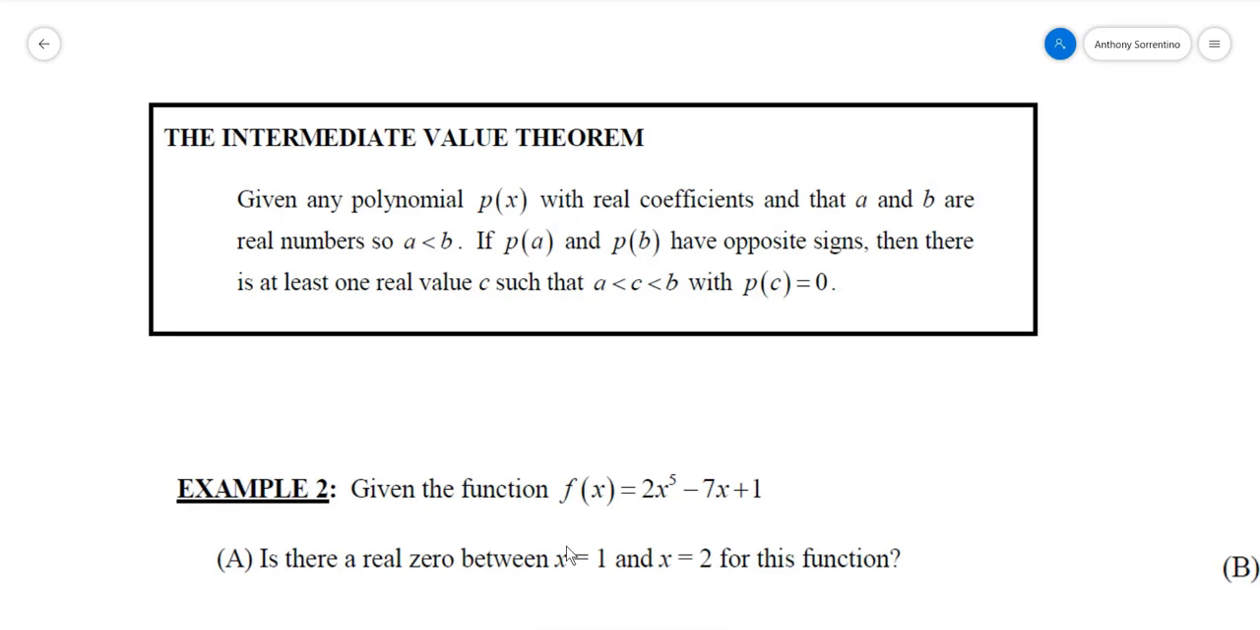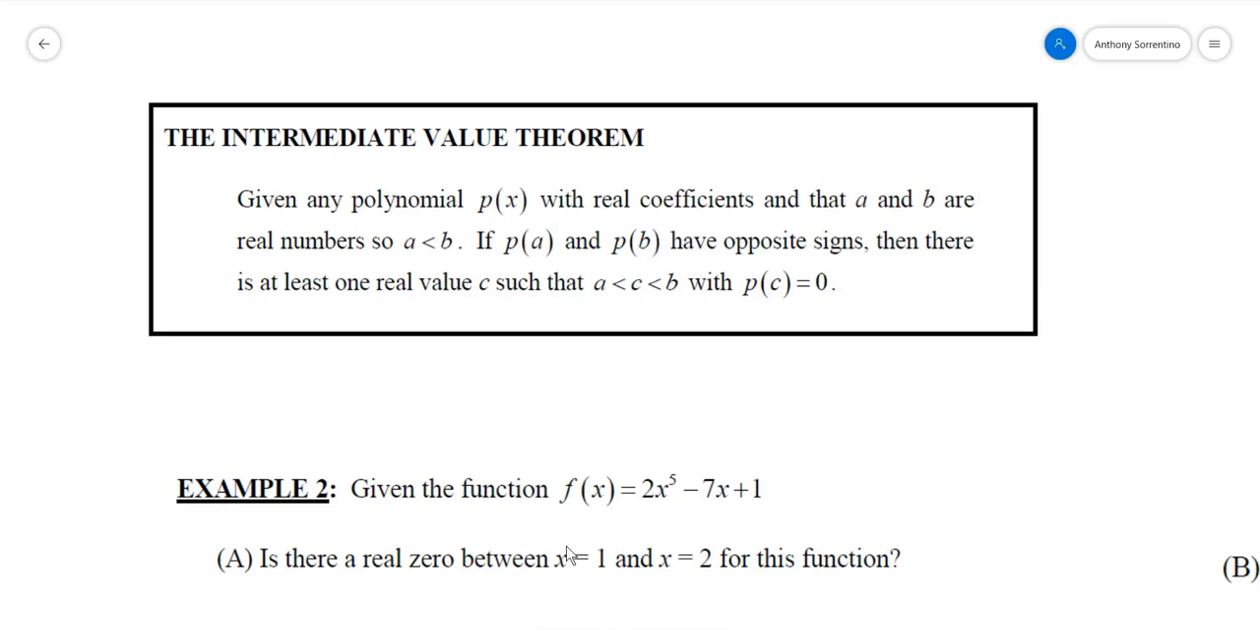But the intermediate value theorem says this: given any polynomial p of x with real coefficients, so we're talking about that all the numbers in front of the x squares are real numbers, and that a and b are real numbers, so a is less than b.